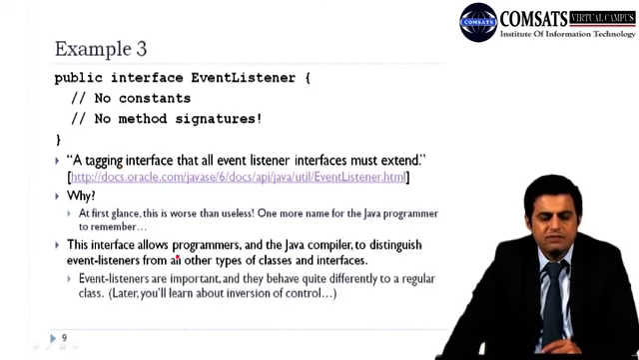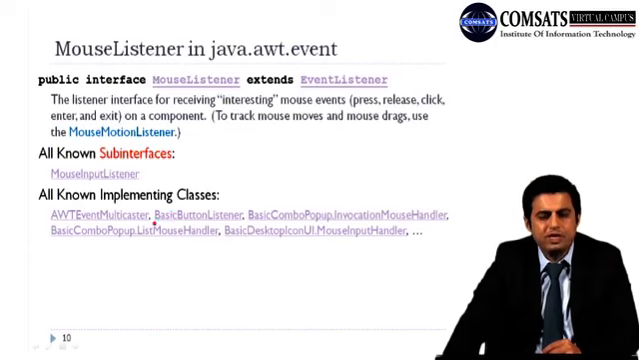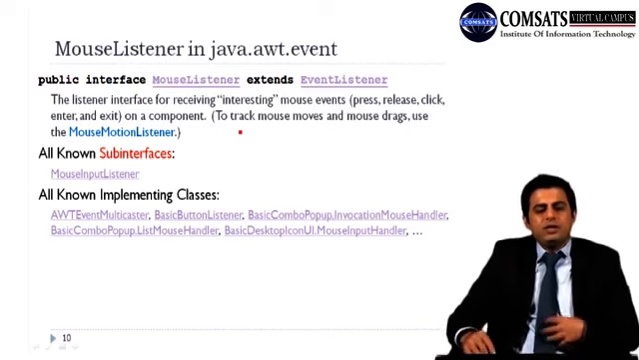Okay, this interface allows programmers and the Java compiler to distinguish event listeners from all other types of classes and interfaces. Event listeners are important as they behave quite differently to a regular class. Okay, why? Because if you look at this example, this is the implementation of event listener. What is happening here is that you have got the MouseListener interface which is extending event listener.